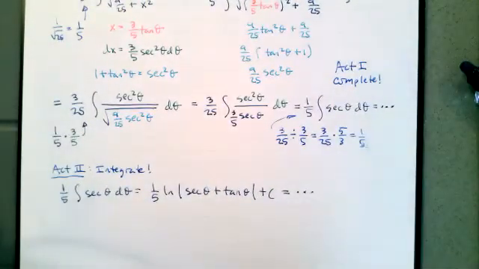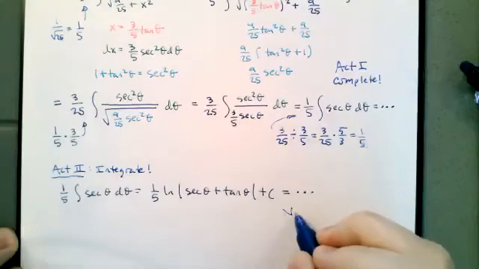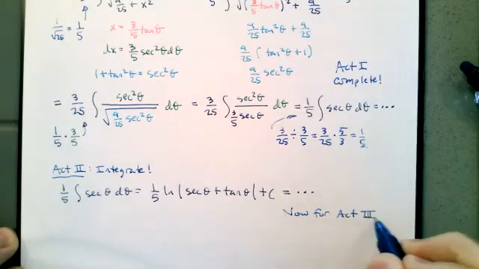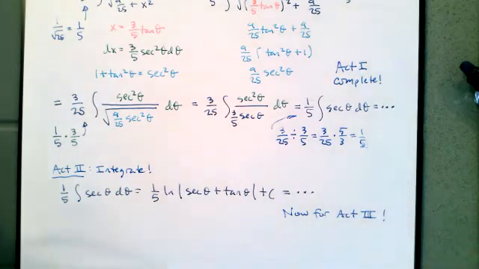Now we've integrated. We're at that g of theta state. We got the antiderivative in theta. The next stage would be to perform Act 3, and that will get us back to our original variable. Any questions?